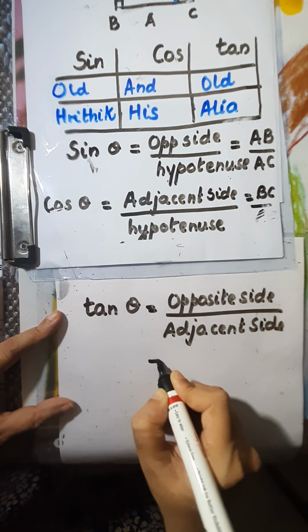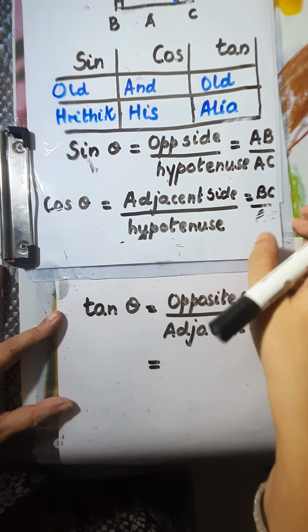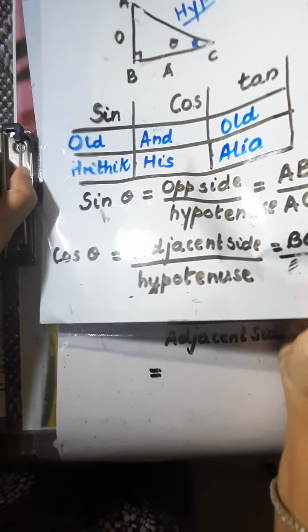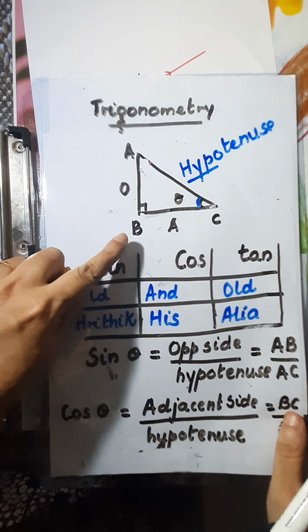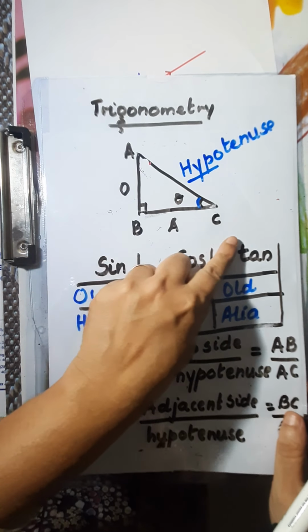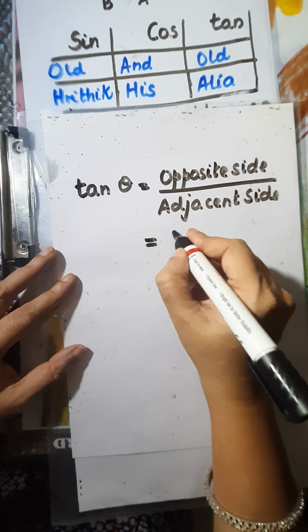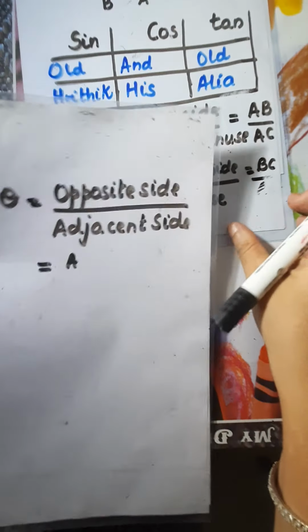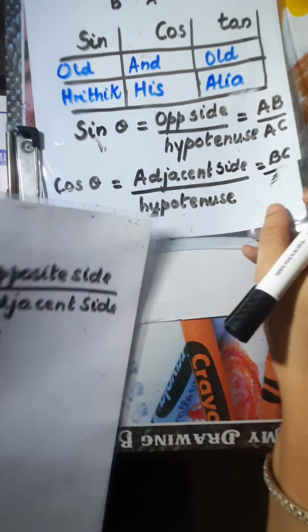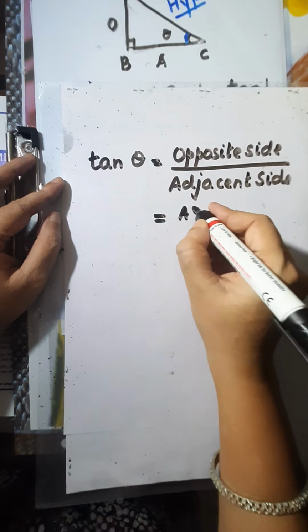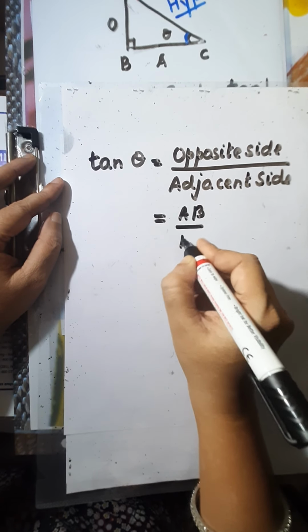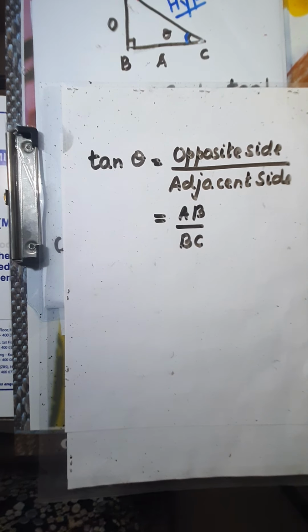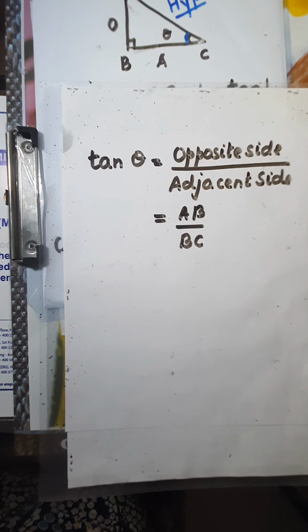What is the opposite side for this angle? For this angle, if I have my angle here, can you tell me which is the opposite side? My opposite side is AB and my adjacent side is BC. So the ratio becomes AB upon BC. Okay, I hope you can see the diagram. This is my tan theta, which is AB upon BC. So this is my sine, cos and tan.